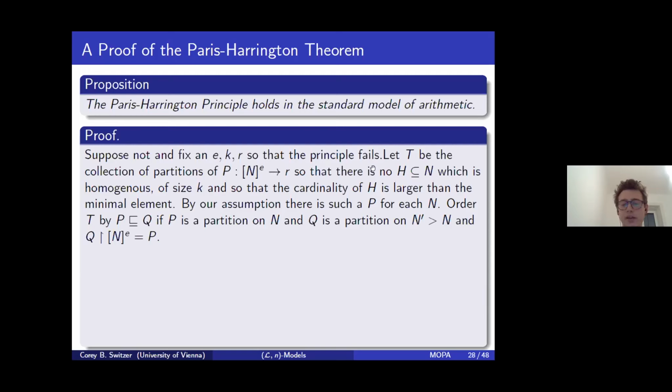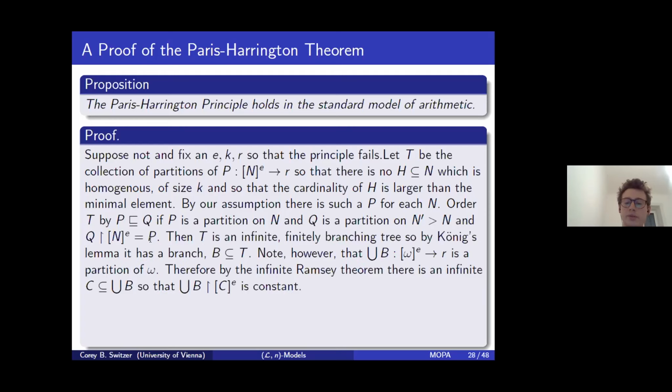Now this set T is an infinite set, because there is one for each n. And moreover, I can order this T as a tree ordering by saying that P is below Q in this ordering just in case P is a partition on n, Q is a partition on some larger n', and when I look at what Q does on n, I get P. So it's an extension relation. You can check that this is a tree ordering and that you get a finitely branching infinite tree. And we all know what happens when you have a finitely branching infinite tree: you apply Koenig's lemma, you get a branch.